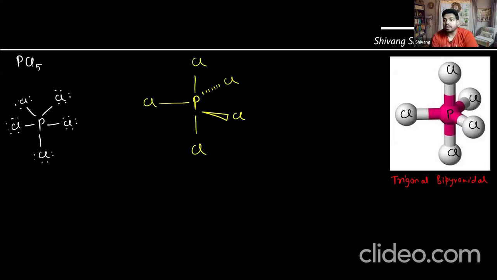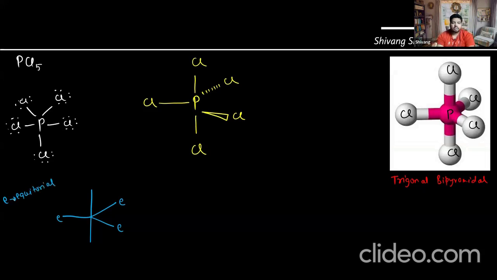Okay. Now bond angles are very important. Let's study the bond angles here. If I just try to replicate, it is looking like this actually, right? So there are two kinds of bond here. These bonds which are in the plane are called equatorial bonds. E stands for equatorial.